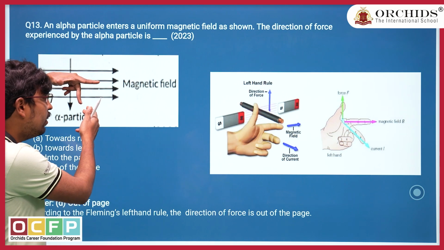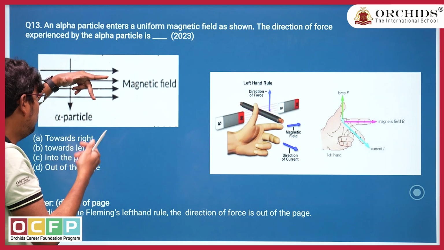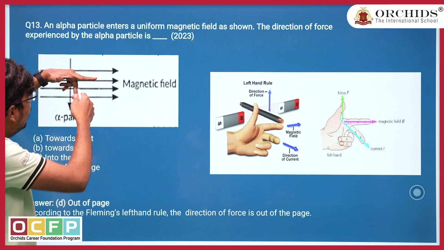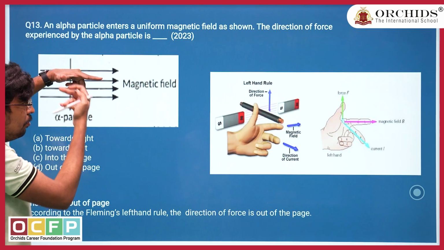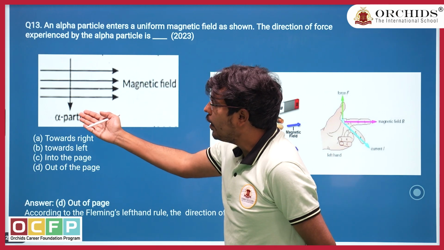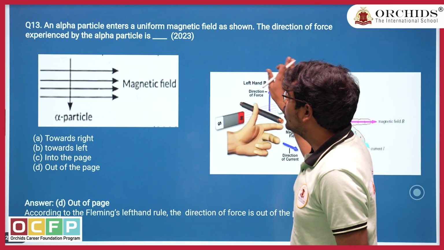The alpha particle is going down, so the force will be out of the page. For example, the magnetic field is aligned like this, the current is moving down, and the force direction is coming out of the page. So which option is correct here? Option D is correct. The alpha particle will experience force in the outward direction. Okay. Now go to the next question.